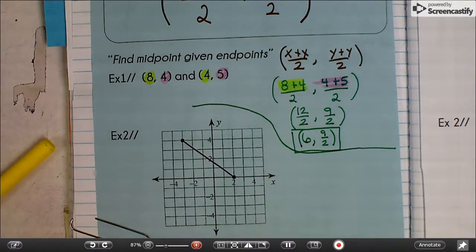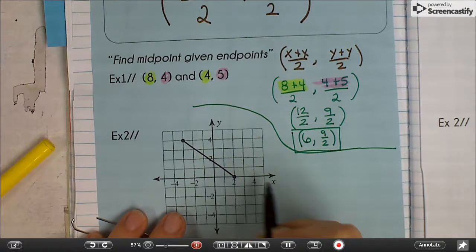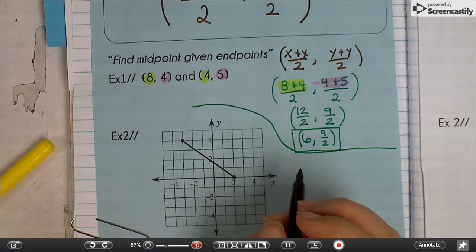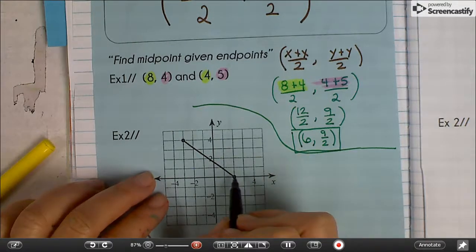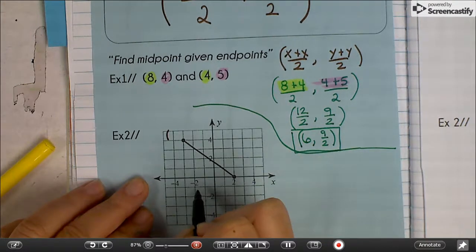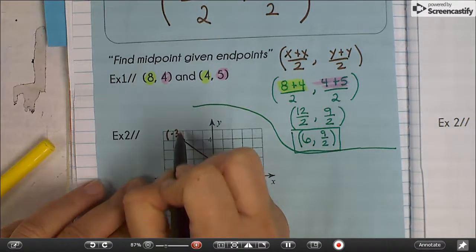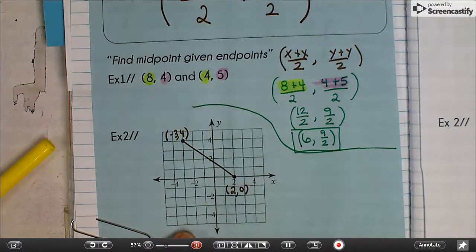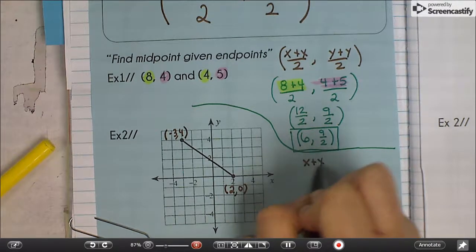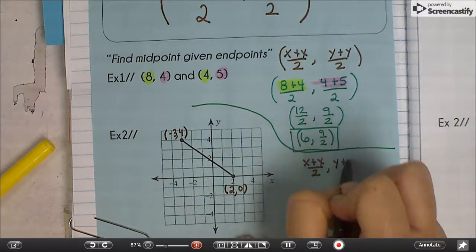First, you need to tell what the coordinates of those points are. You should not eyeball it, even though we're pretty accurate that way. You should find the actual midpoint. So this coordinate is -3, 4. And this one is 2, 0. And we're going to use the same formula, x plus x over 2, y plus y over 2.